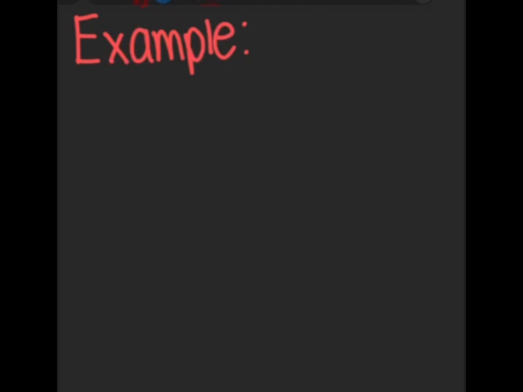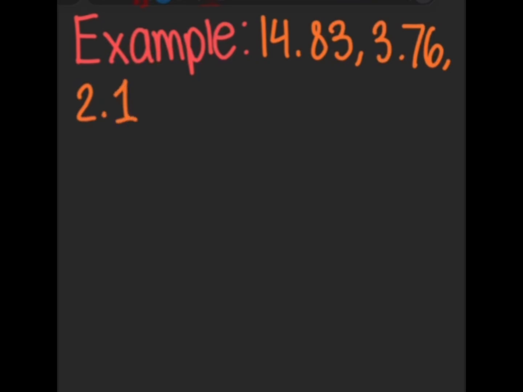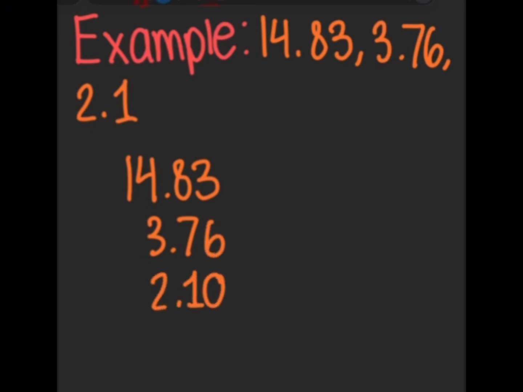Let's say we had decimal numbers of 14.83, 3.76, and 2.1. So the first step is to line up all of the decimal points. So let's do 14.83, 3.76, and 2.1, and let's add a 0. Then we have to perform addition or subtraction. In this case, I will do addition. So then we can find the answer by using mental math or a calculator. The answer is 20.69. Again, among all of the numbers, we have to round to the least decimal place.